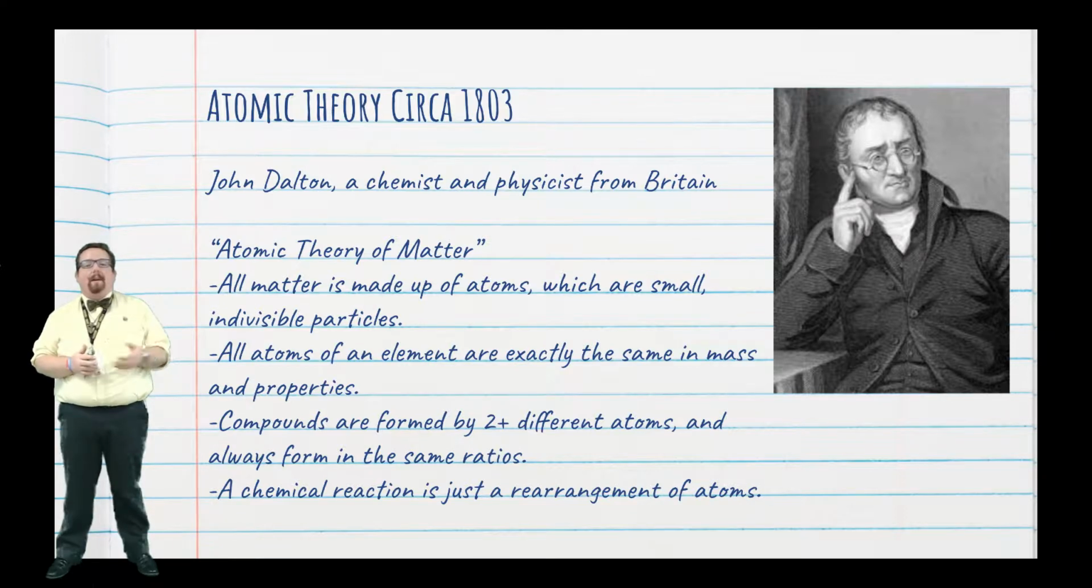Many years later, in 1803, John Dalton, a British chemist and physicist, came up with what is known as Dalton's atomic theory. He had four postulates to his atomic theory. 1. All matter is made up of atoms. Atoms are indivisible and indestructible. 2. All atoms of a given element are exactly identical in mass and properties. 3. Compounds are formed by two or more atoms of different kinds, and they're made of a specific ratio of those different kinds of atoms. And 4, a chemical reaction is just a rearrangement of the atoms.